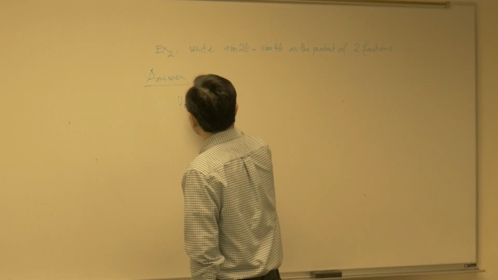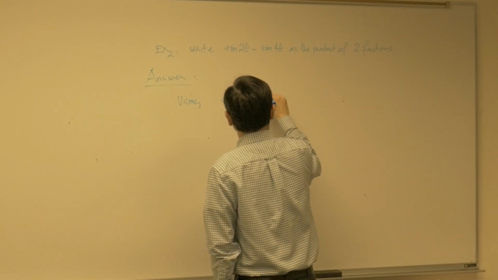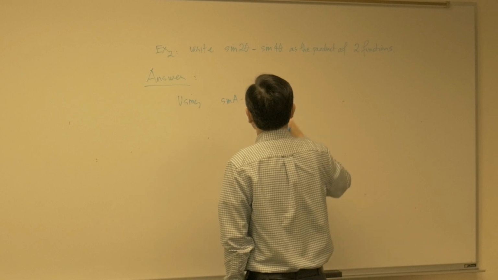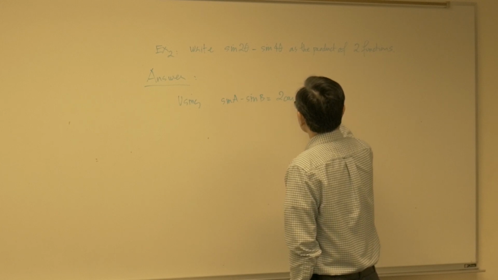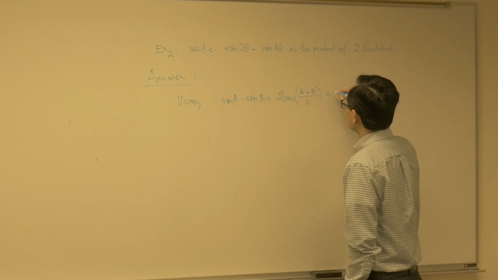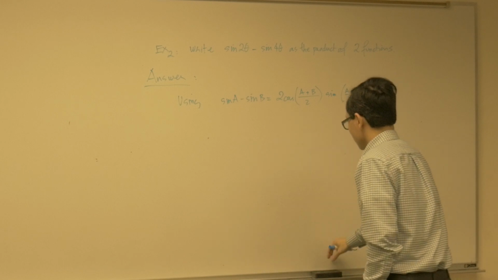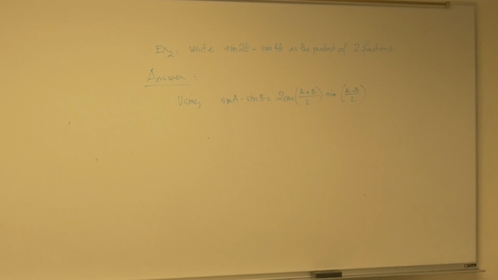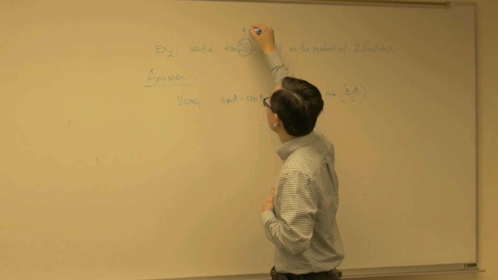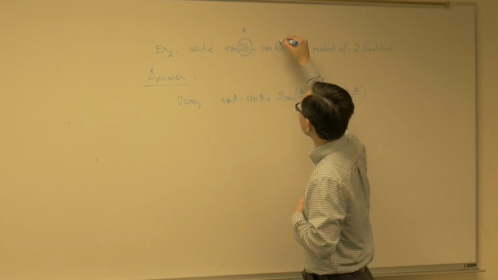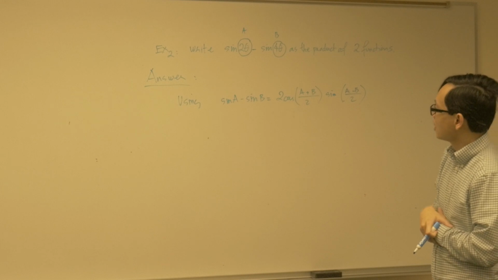So using sine A minus sine B is equal to 2 cosine (A plus B) over 2 sine (A minus B) over 2. Let me write the formula. Okay, and now my A is this, 2 theta, and my B is 4 theta. So I just applied it.